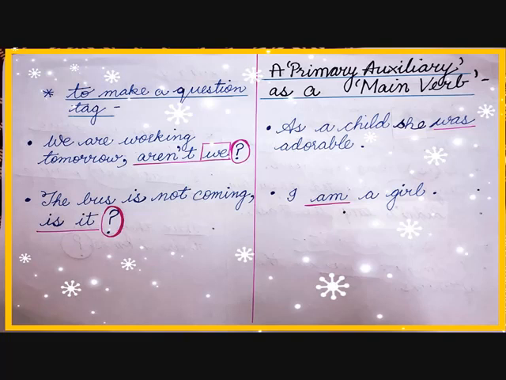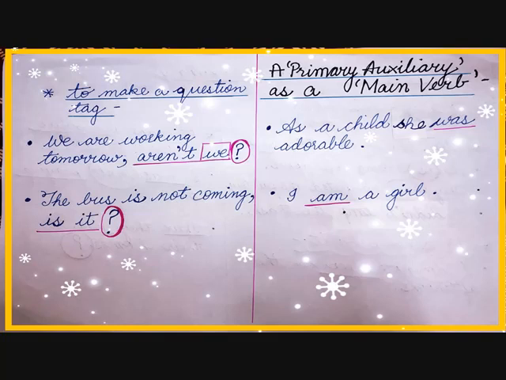See these sentences. As a child, she was adorable. I am a girl. In these sentences, we have used was and am. In the first sentence, we are having only one verb, that is was. But was is not dependent here on any other verb. That is why we will not call it an auxiliary verb here, but we will call it a main verb.